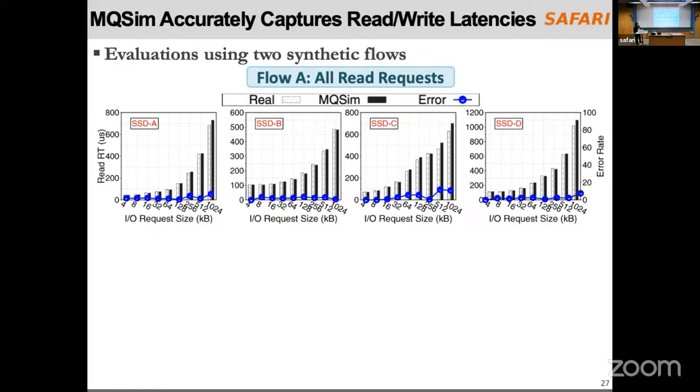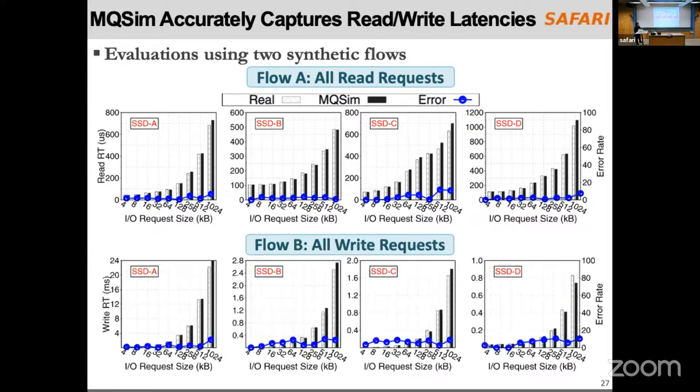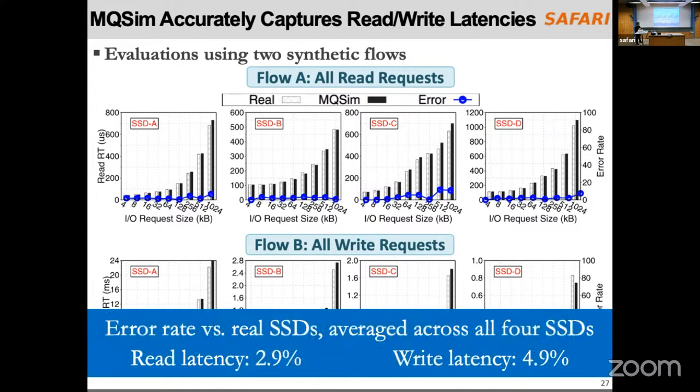Here we show the error percentage. For each scenario where we have different request sizes, the error remains quite low. So with reads, it's able to match the real device performance. And with writes, you can see that it shows a similar behavior. In some cases, you have some differences. But when we compare the error rate versus real SSDs, we see that the error rate for the read latency is around 2.9% and write latency is around 4.9% when we average it across all the four SSDs.